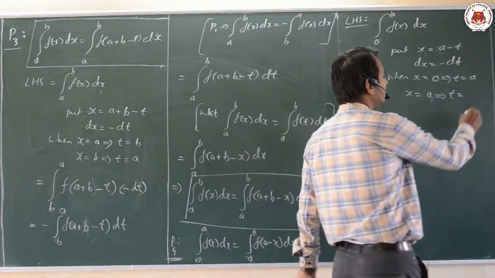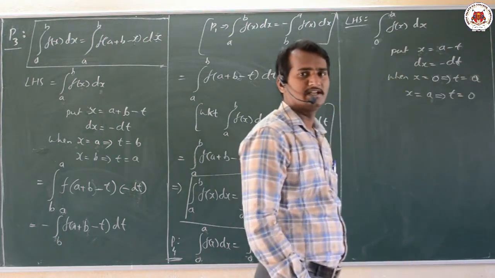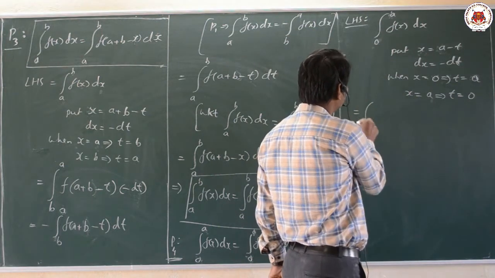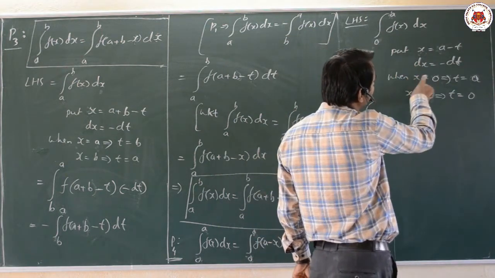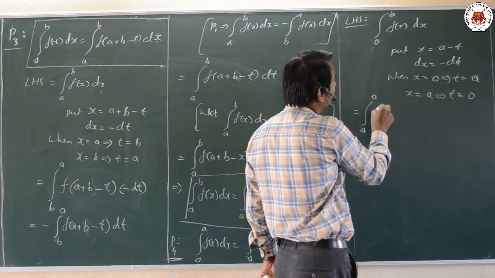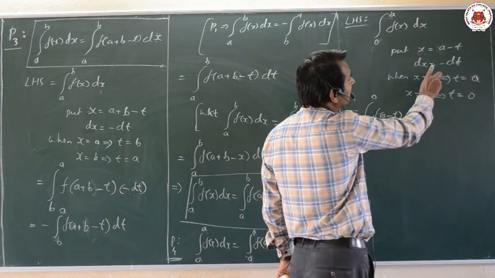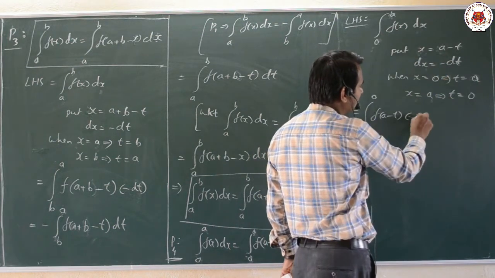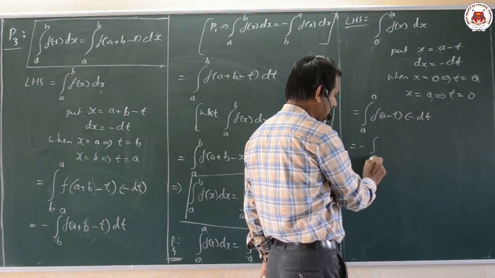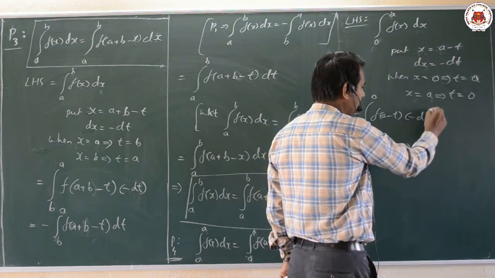Now you substitute all these values above. When x equals 0, the t value is a, and when x equals a, the t value is 0. f(x) becomes f(a - t), and dx becomes -dt. I will take the minus sign outside, giving minus the integral from a to 0 of f(a - t) dt.